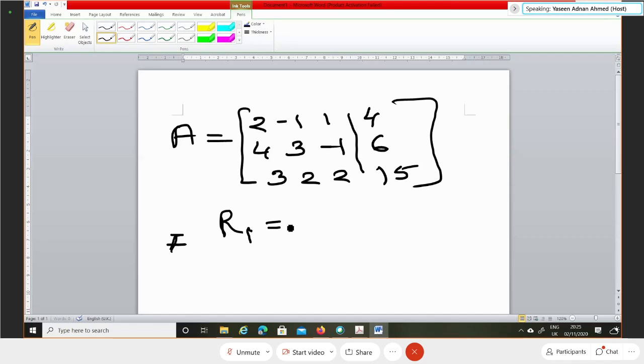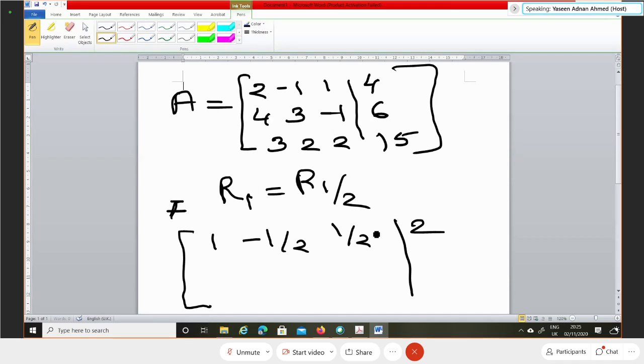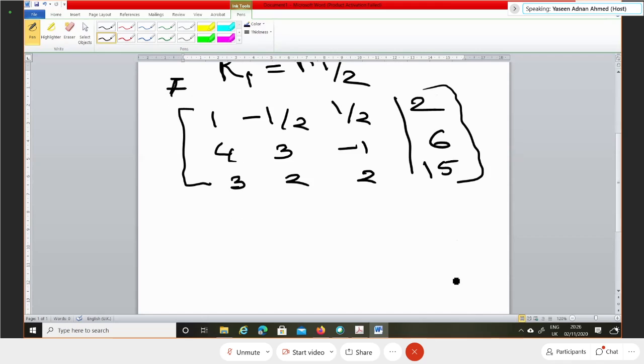In this case, R1 will be R1 divided by 2. Please do it. If you divide R1 by 2, what will you get? You will get 1, half, half, and this will be 2. Okay, and this one I'm not touching anything, so just write it down as it is. And we have 3, 2, 2, 15.